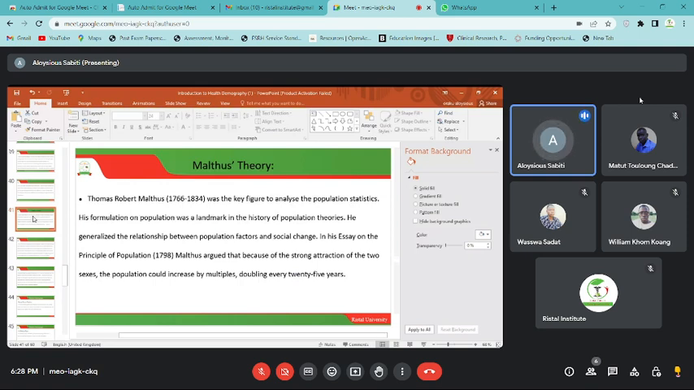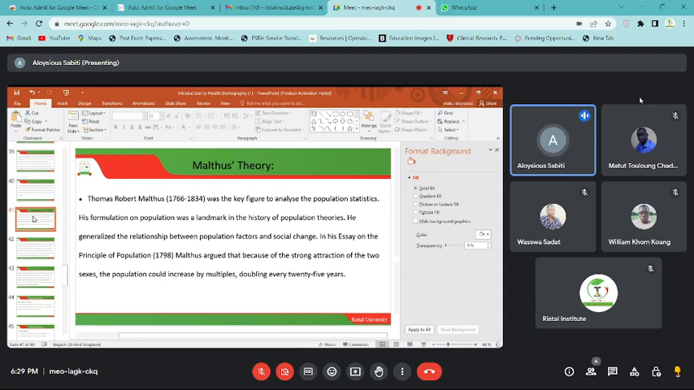Now, we want to look at a very key theory that has shaped modern demography today, and that is the Malthusian theory. The Malthusian theory of population. Reverend Thomas Robert was the key figure to analyze the population statistics. His formulation on population was a landmark in the history of population theories. He generalized the relationship between population factors and social changes. He wrote an essay in 1798 called The Principle of Population, and Malthus argued that because of the strong attraction of the two sexes, the population could increase by multiples, doubling every 25 years.